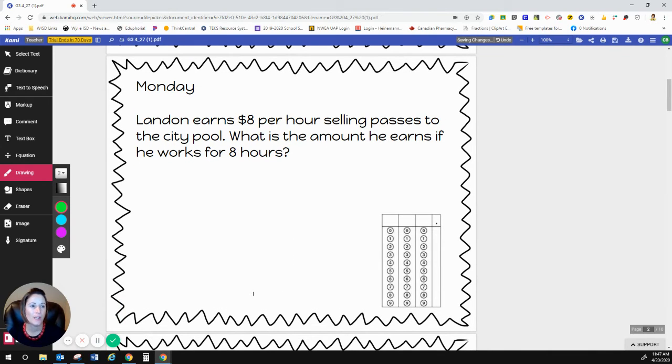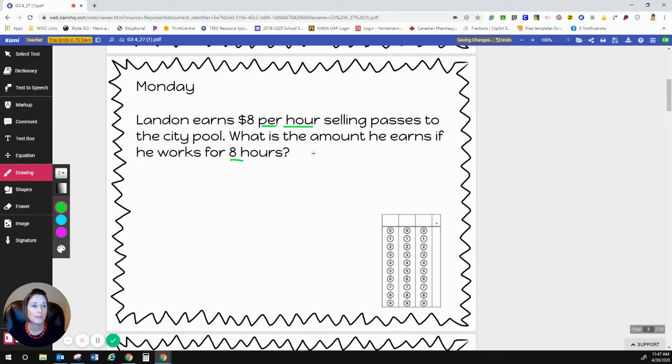Landon earns $8 per hour selling passes to the city pool. What is the amount he earns if he works for 8 hours? All right, so thinking about this story, I have Landon. He's earning some money. I know he earns $8 per hour. So every hour that he works, he gets $8. What is the amount he earns if he works for 8 hours? So do I know my total or am I looking for a total? What do you think? Yeah, I need to find a total.